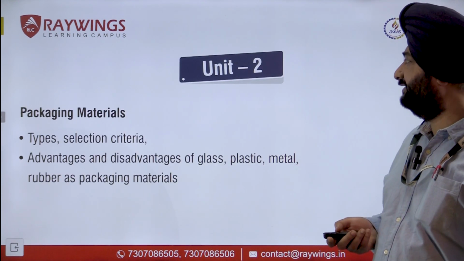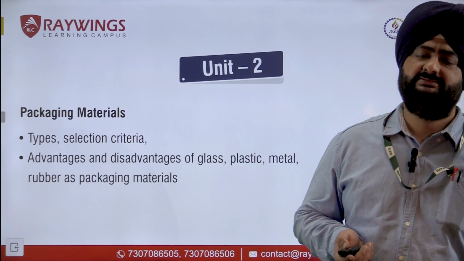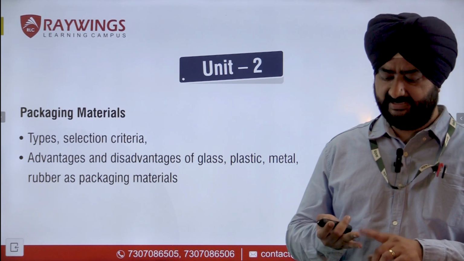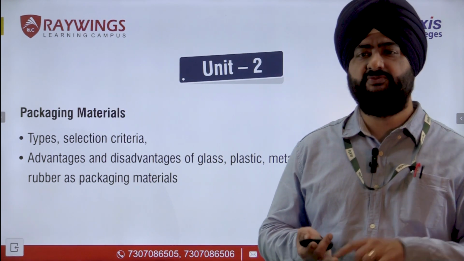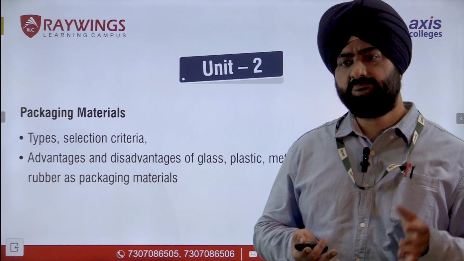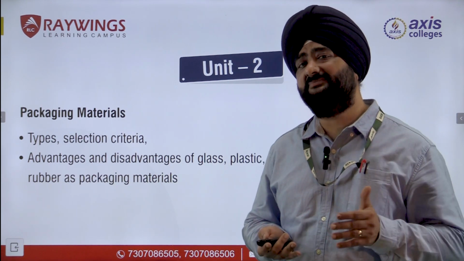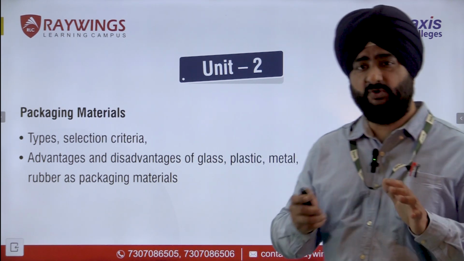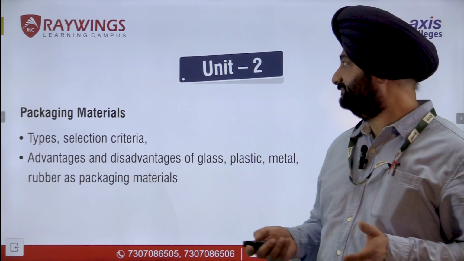Then in unit 2, we discuss packaging materials. What are the basic types of packaging materials? Plastic, metal, paper and board, rubber. So these are the various packaging materials. And what are the advantages and disadvantages of each packaging material as compared to the others? So there is a whole description of these different packaging materials.